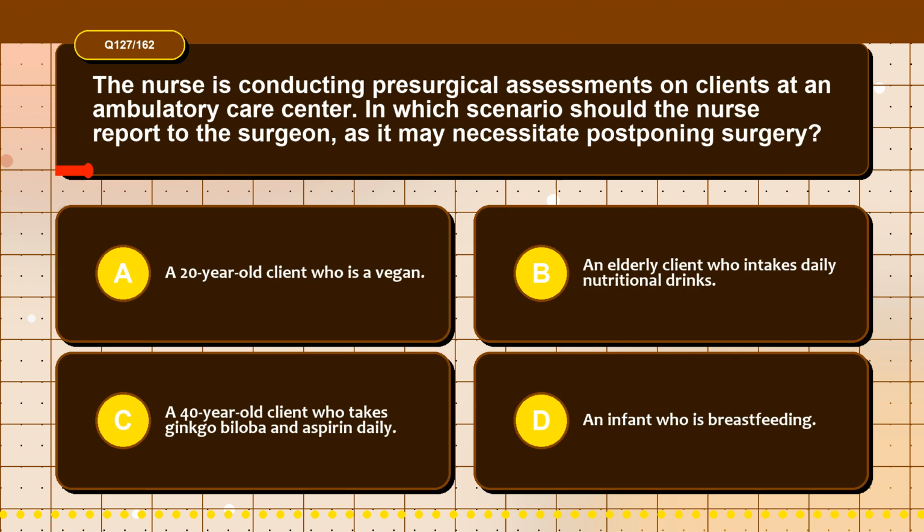Question 127. The nurse is conducting presurgical assessments on clients at an ambulatory care center. In which scenario should the nurse report to the surgeon, as it may necessitate postponing surgery? Here are the options. Option A. A 20-year-old client who is a vegan. Option B. An elderly client who intakes daily nutritional drinks. Option C. A 40-year-old client who takes ginkgo biloba and aspirin daily. Option D. An infant who is breastfeeding.